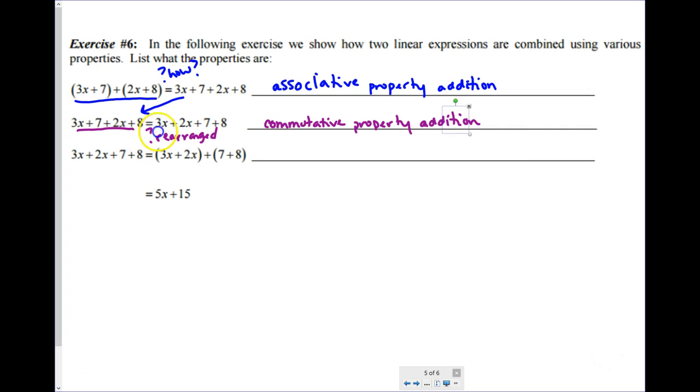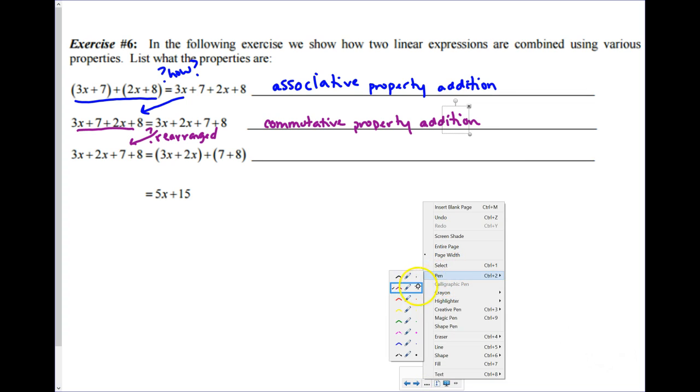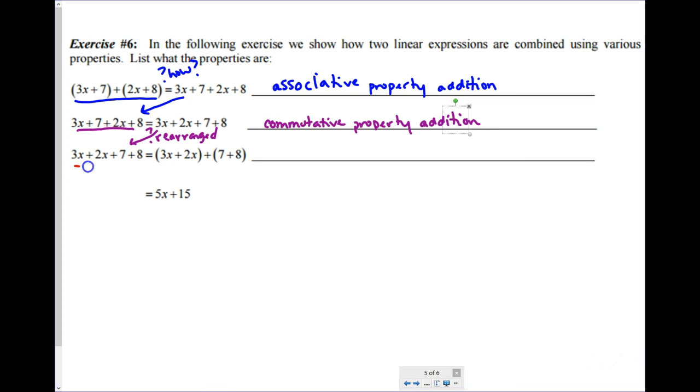Finally, the last step, again, they're just rewriting on the left what was in the step before. So what is happening from the left side of this to the right side? They're just adding regrouping symbols. Whenever you're talking about grouping, we are talking about the associative property.